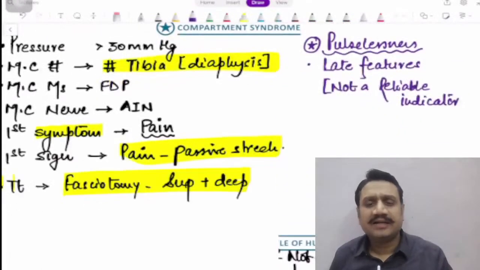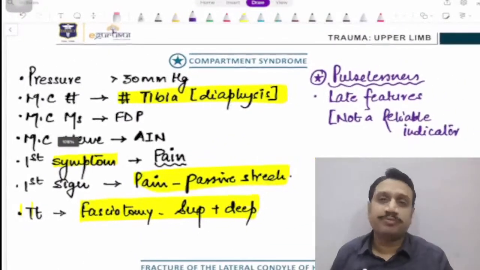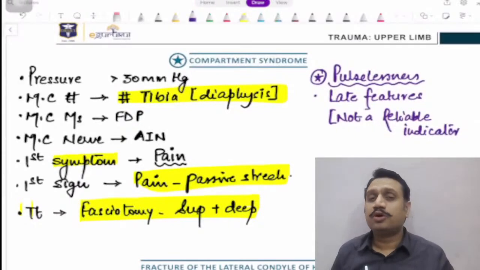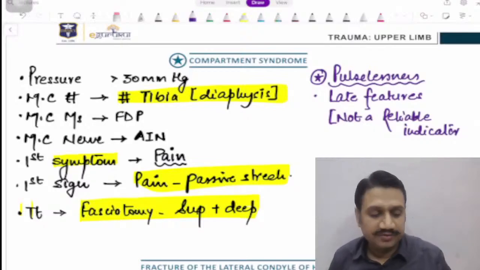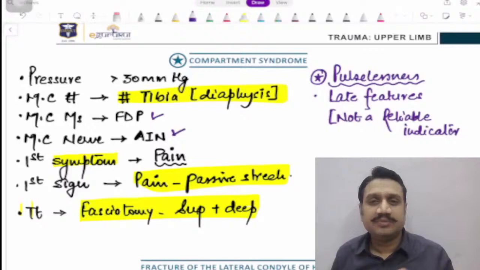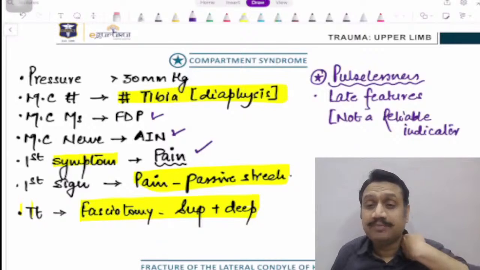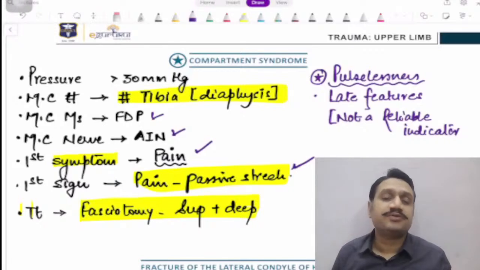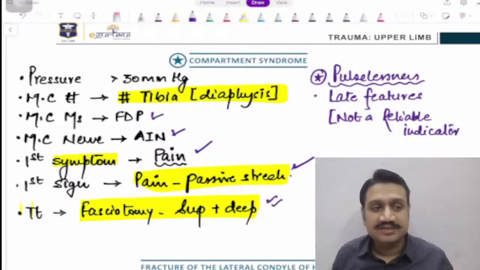Above what pressure do we say that the pressure in the compartment is dangerous for the soft tissues? It is always more than 30 millimeters of mercury, right? The most common fracture, the quickest one to develop compartment syndrome, is always the fracture of the diaphysis of tibia, right? Third, the muscle most commonly involved is FDP, and the nerve involved is AIN. The most common symptom is always pain, right? But if they ask you about the sign, please remember the difference between symptom and sign. Don't make a mistake there. The sign has to be pain on passive stretch. As treatment, if you have to do fasciotomy, then you go through the superficial as well as the deep fascia, right?